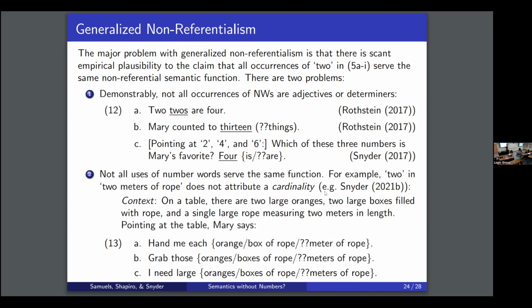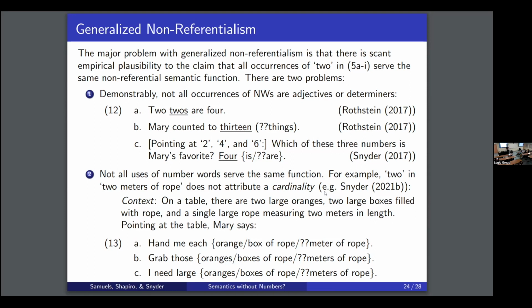So here's the context. On the table, I've got 2 large oranges, 2 boxes filled with rope, and then finally a big rope that's 2 meters long. Got it? So here's the contrast. Hand me each orange, fine. Hand me each box of rope, good. Hand me each meter of rope, kind of weird, right? Kind of strange. Grab those oranges, fine. Grab those boxes of rope, fine. Grab those meters of rope, weird, really strange.